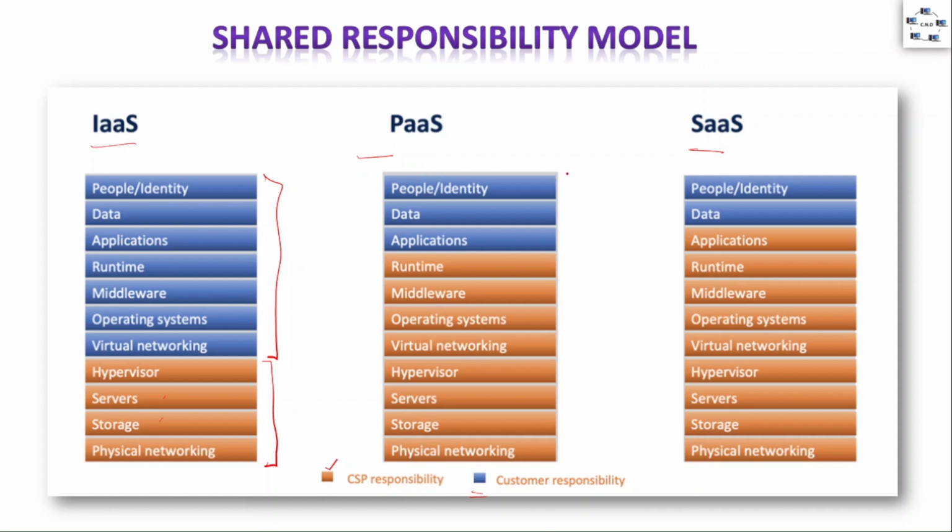In the PaaS, the user is only responsible for the people identity or user access, the data, and the application, while the rest is the CSP's. So as we can see, now the CSP takes care of these things as well, as opposed to infrastructure as a service. And in SaaS, the user has only to manage the people identity and the data, while everything else is taken care of by the CSP.